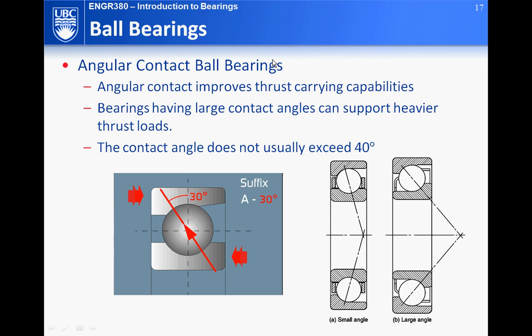Angular contact ball bearing. The trick here is, okay, there is a ball here, and the contact between the ball and the groove, or the outer ring and inner ring here, maintains an angle here. So this angle gives you the so-called contact angle. So basically, the contact is actually not a surface-to-surface contact.